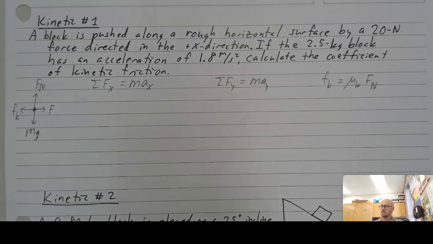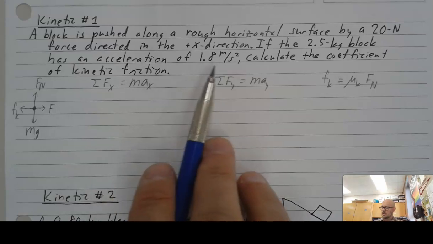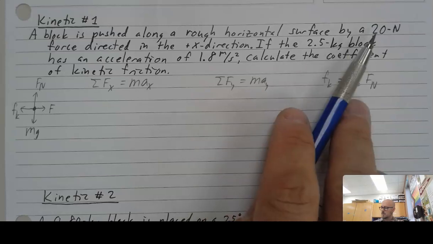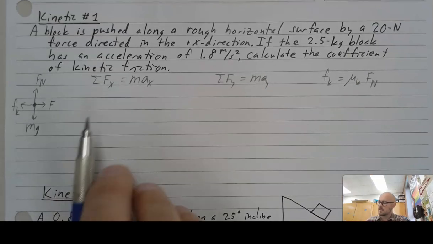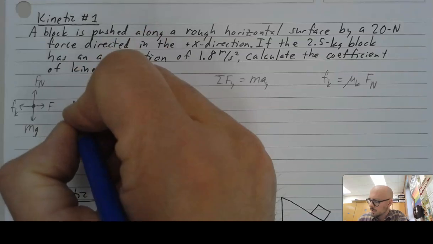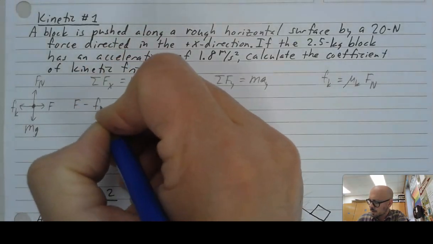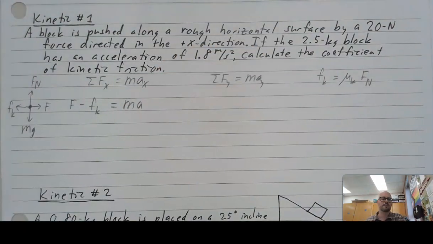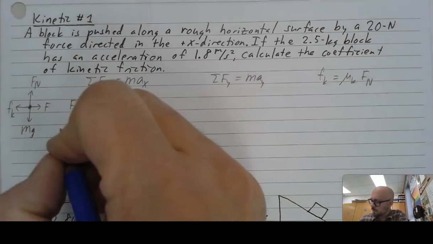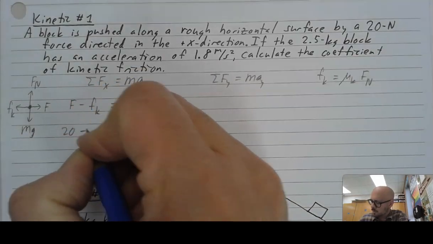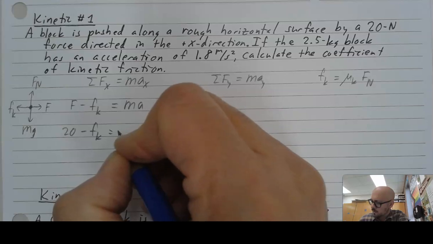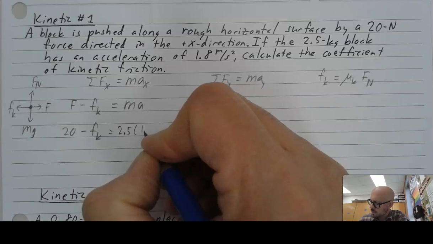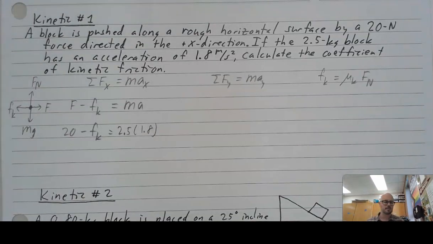I'm going to go through every equation and we're going to see in what order we can solve things, and I'm going to start with the x direction. The x direction does have an acceleration, and it has a mass, and we have our 20 Newton force. So I'm going to rewrite this. The net force in the x direction is going to be F minus F sub k, and that's equal to mass times the acceleration. I have values for that applied force. It's 20 newtons. I have a value for the mass. It is 2.5 kilograms, and a value for acceleration. It's 1.8 meters per second squared.